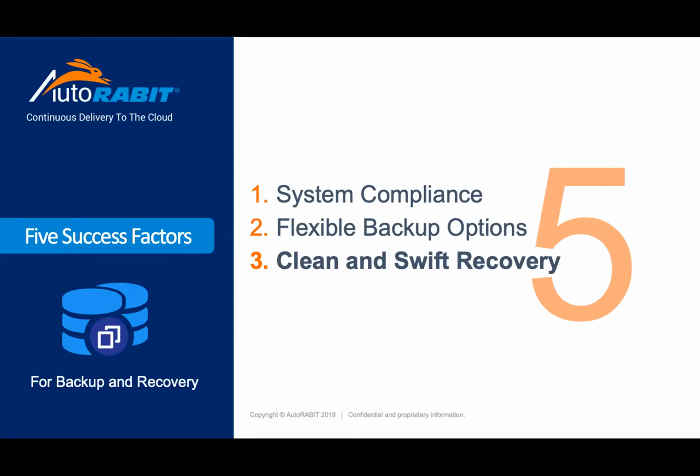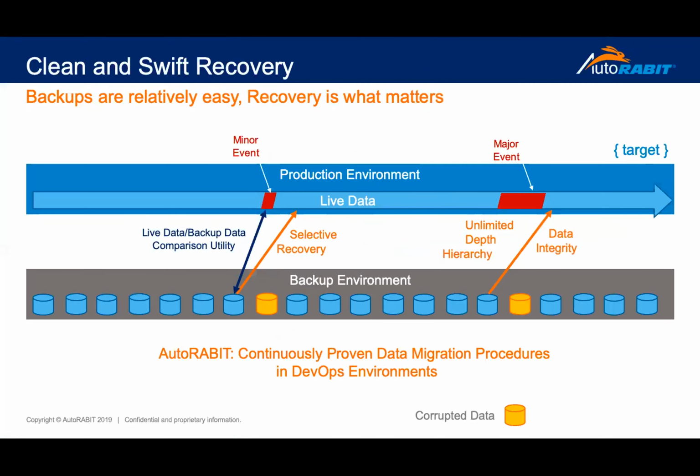Okay. So talked about system compliance, talked about flexible backup options. The third critical success factor is clean and swift recovery. And so what we mean by that is you're going to have both minor events, someone either unintentionally or intentionally corrupted an account or multiple accounts.